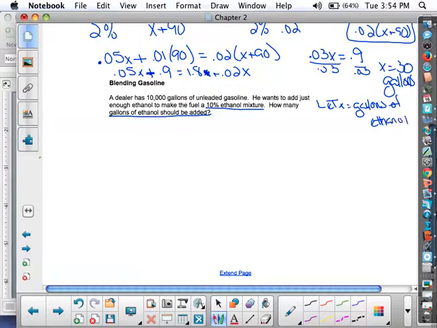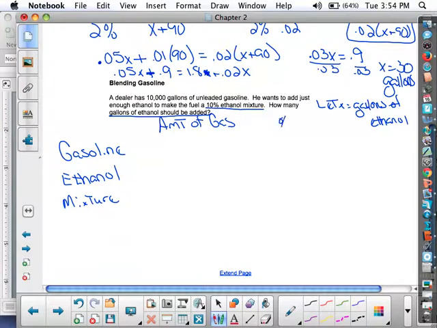And again, I like to set up a table. So I have gasoline, I have ethanol, and then I have my mixture. And then the amount of gas in each of these, the percent of ethanol, and then the amount of ethanol.